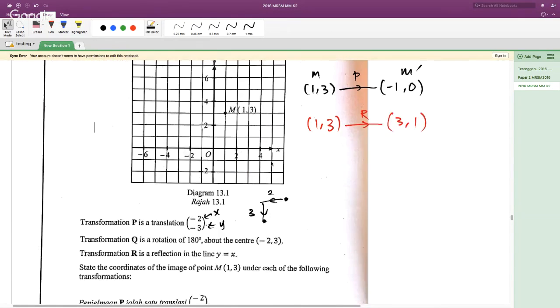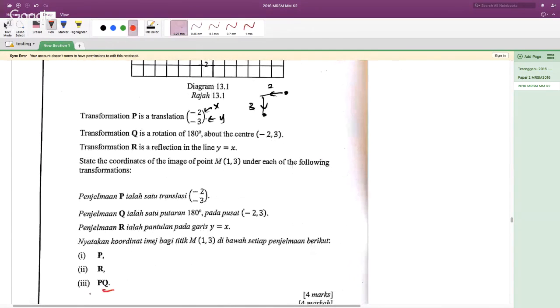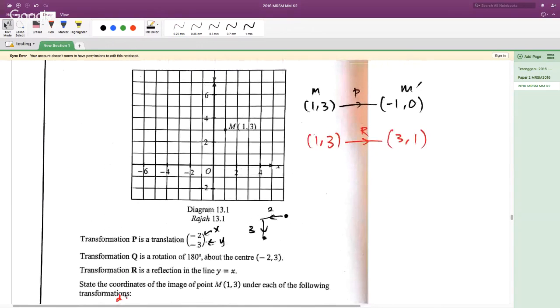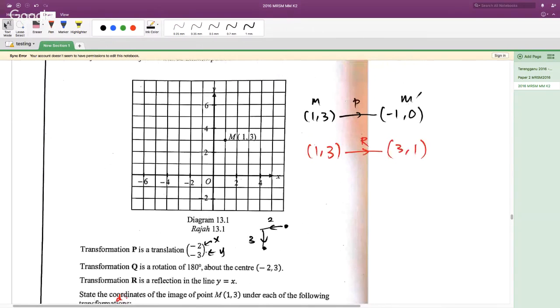The next one, QP. That means do Q first, then only we do P. P will be the second one. So we're going to do the Q first. Q is a rotation of 180 degrees at the center (-2, 3). Where's (-2, 3)? (-2, 3).